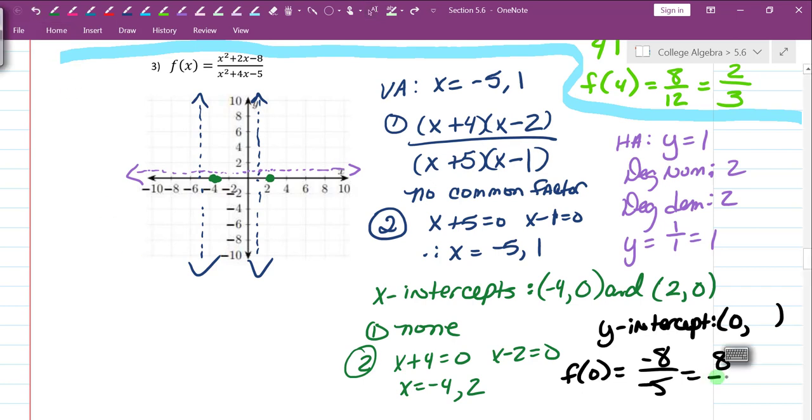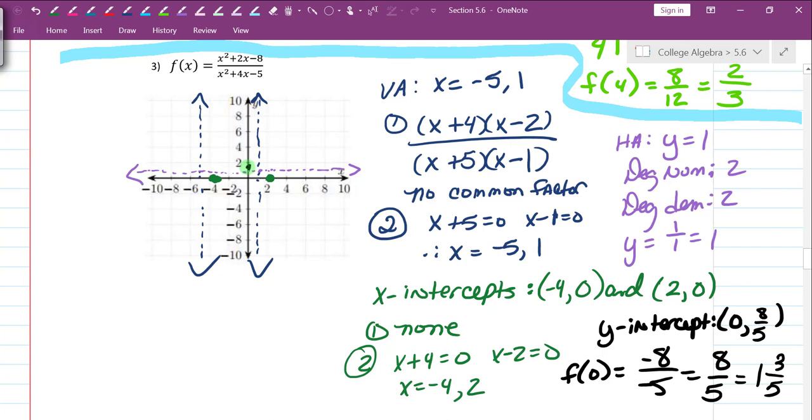8/5, and so that'll be 1 and 3/5. So we'll just put 8/5 right there, at 0, 1 and 3/5. So it'll be right about there.